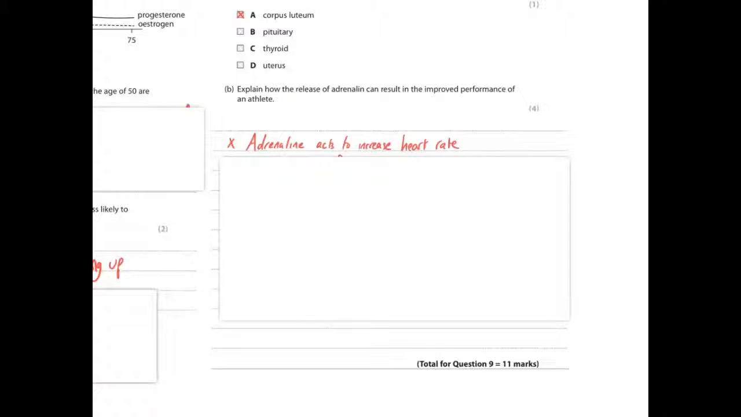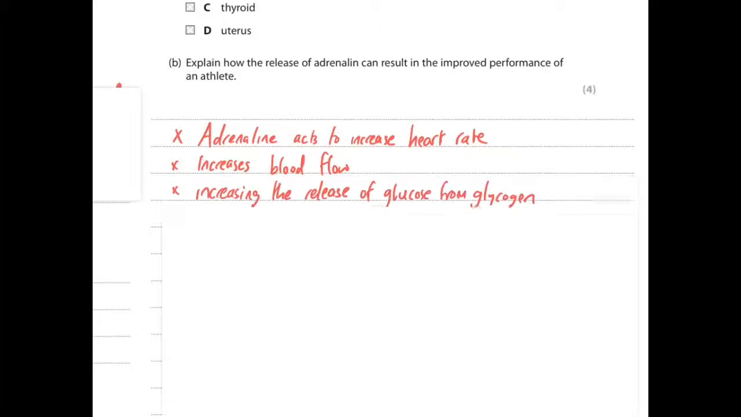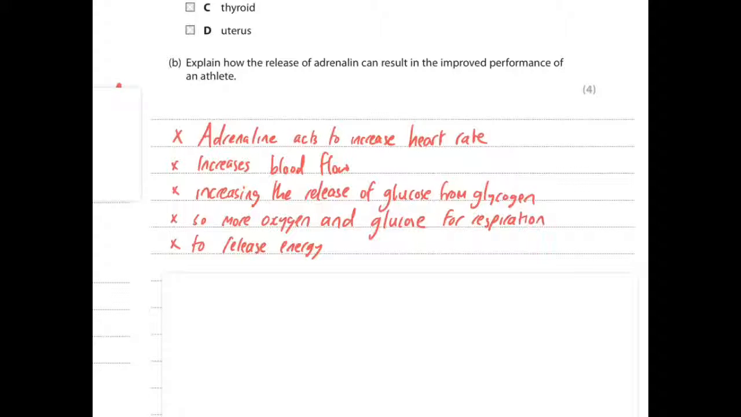Adrenaline acts to increase heart rate, which increases blood flow, which increases the release of glucose from glycogen. So more oxygen and glucose for respiration to release energy. So there's a number of points here you can say. Don't ever say make energy. You have to say release, supply, provide. That's fine. Don't say make. You'll lose marks.